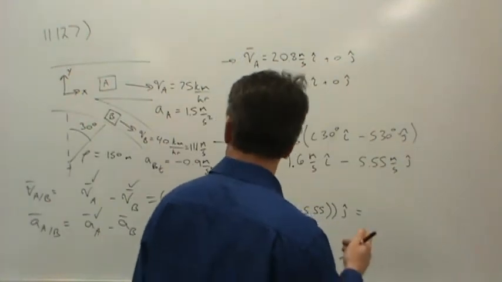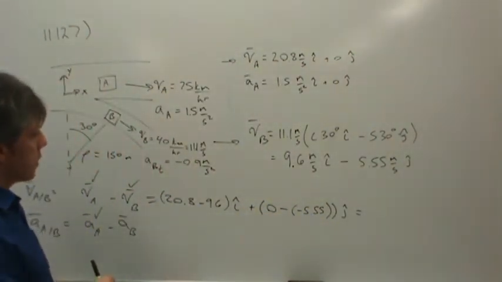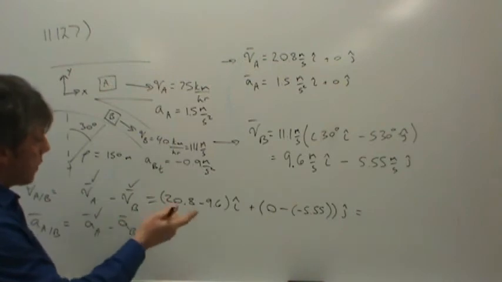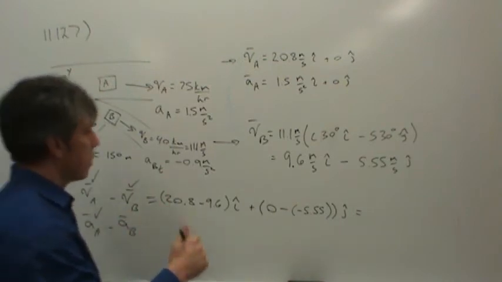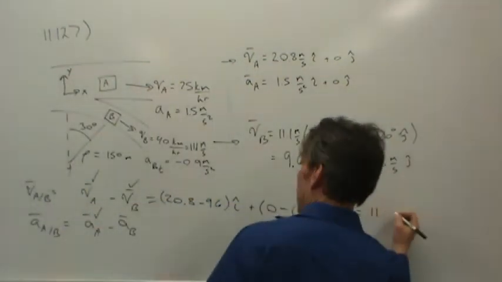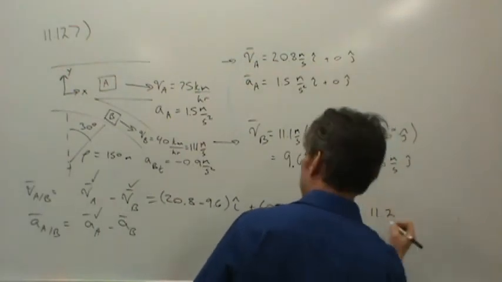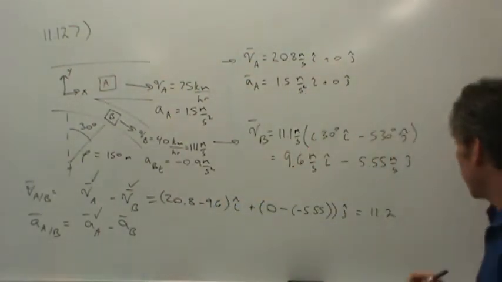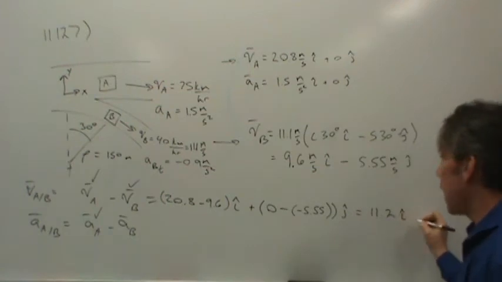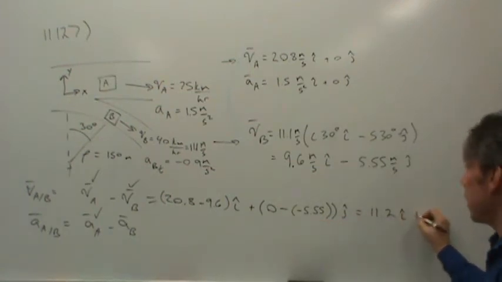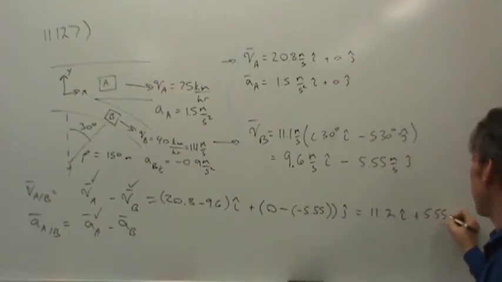11 point. Wait a second. I just confused myself. Subtract 10, 10.8, have to add the 0.4 back in. Yeah, so 11.2, right? Did I do that right? Yeah. Okay. 11.2 i, and then this would be plus 5.55 j.